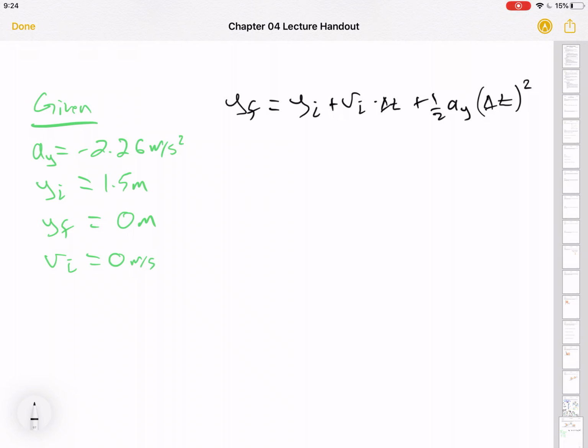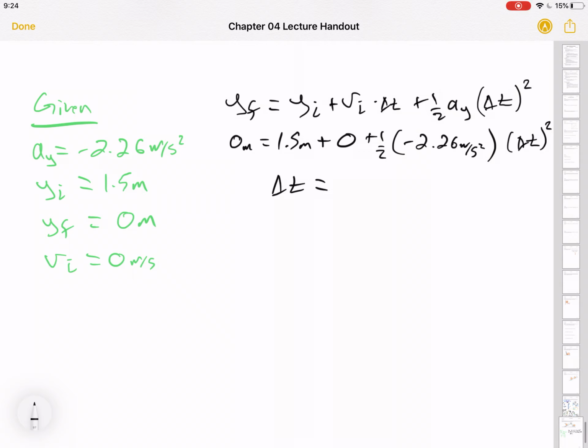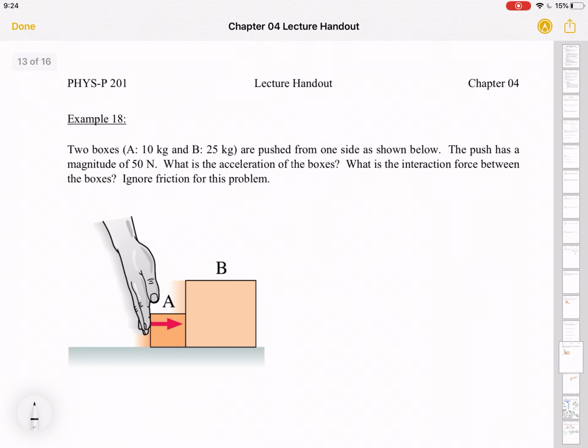Okay, so I can just plug into this. y final is 0, y initial is 1.5 meters, v initial is 0, so that makes that easy, plus half times minus 2.26 meters per second squared times delta t squared. Great. So I subtract the 1.5 to the other side, but I also have a negative sign sitting in front of delta t squared. So when I divide that over, that becomes positive, and then I square root that. Right? I trust that you can track that algebra. And what I get for time is 1.152 seconds, which I'll round to 1.2 seconds.